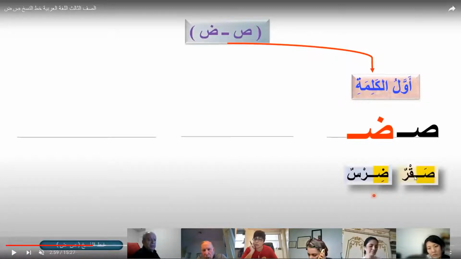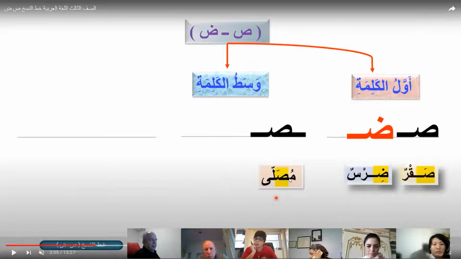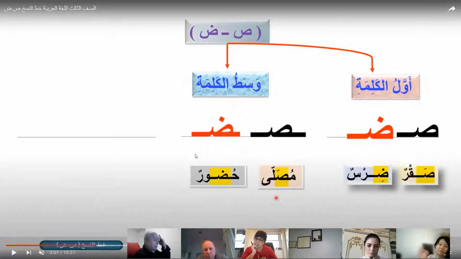So this is Sad in the beginning. Now here is Sad in the middle. You see they're exactly the same in the middle and in the beginning. They look exactly the same. Here again the same thing, only it has a dot on top.